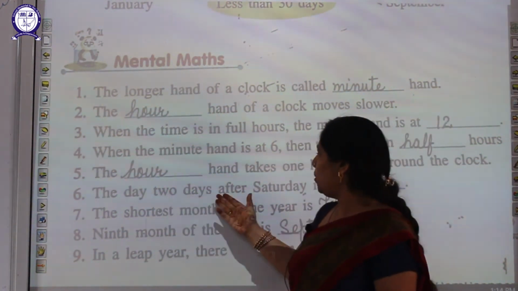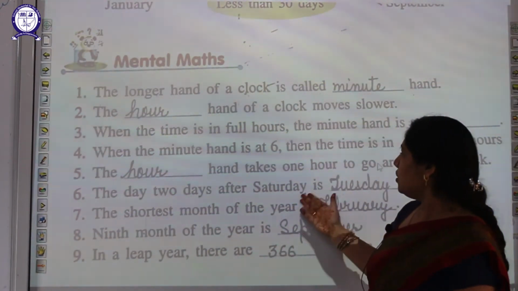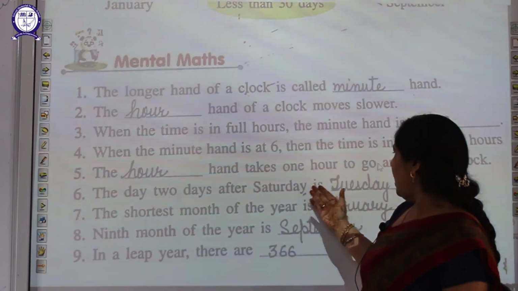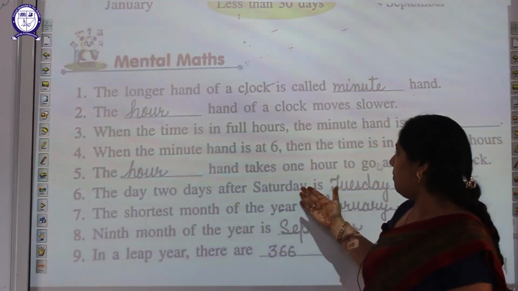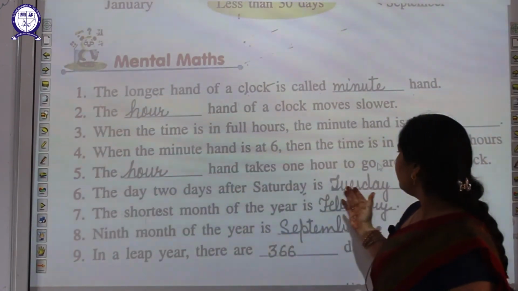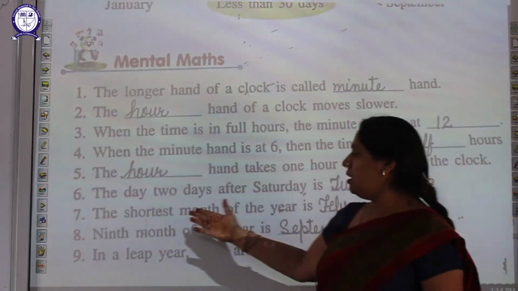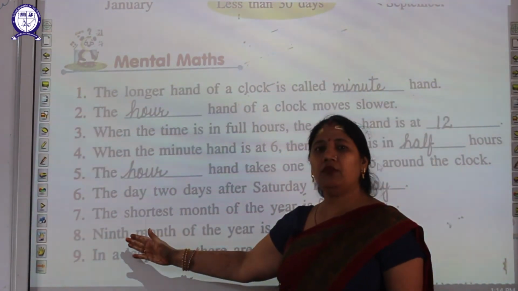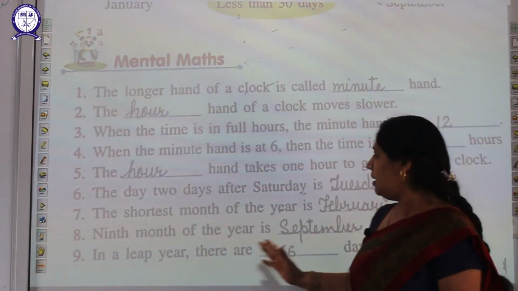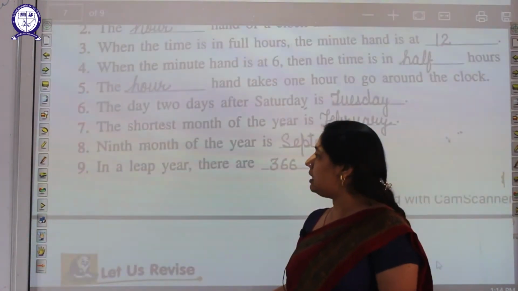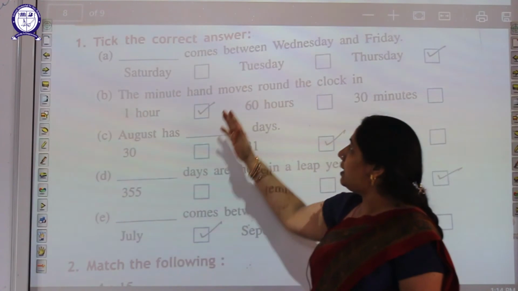The day, 2 days after Saturday. So 2 days after Saturday: Sunday, Monday, then Tuesday. So the 2nd day after Saturday is Tuesday. The shortest month is February. 9th month of the year is September. In a leap year there are 366 days. Tick the correct option.